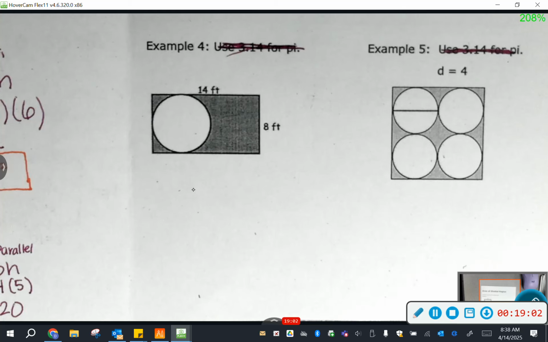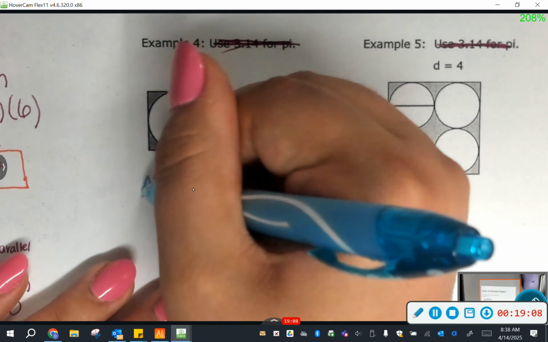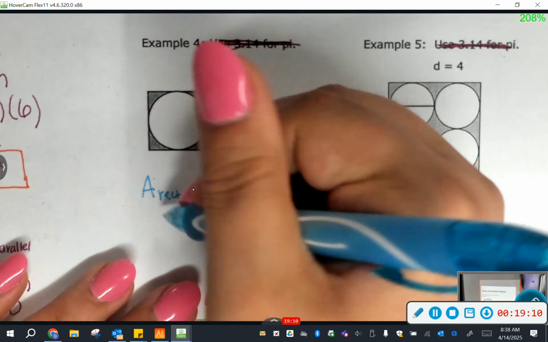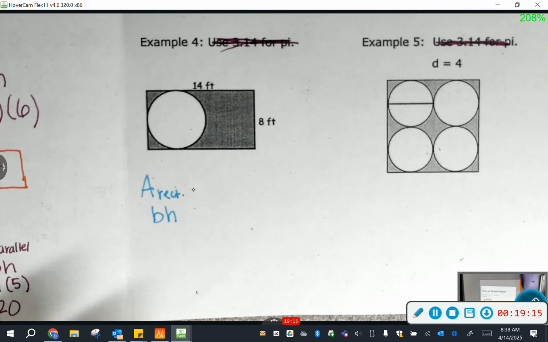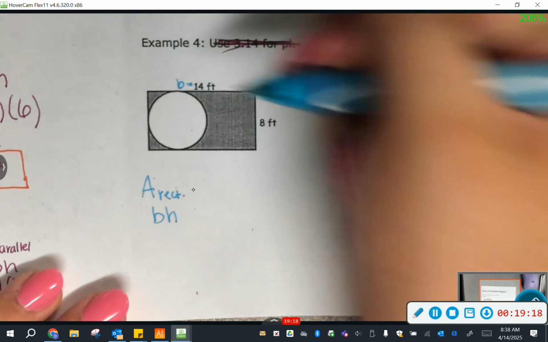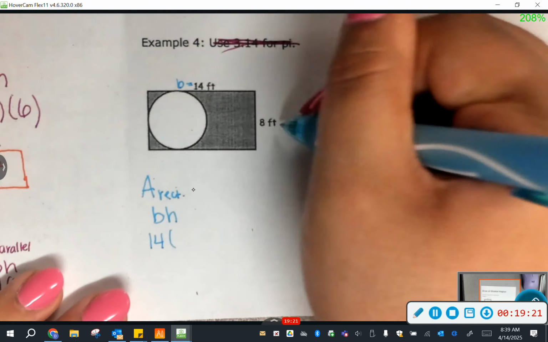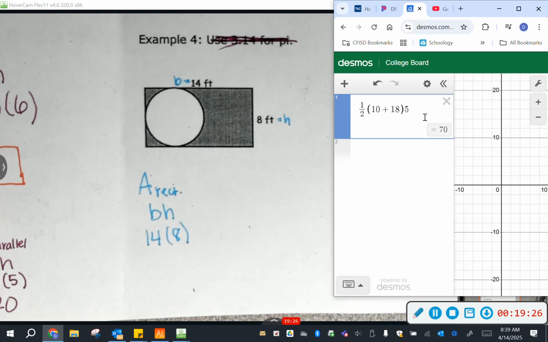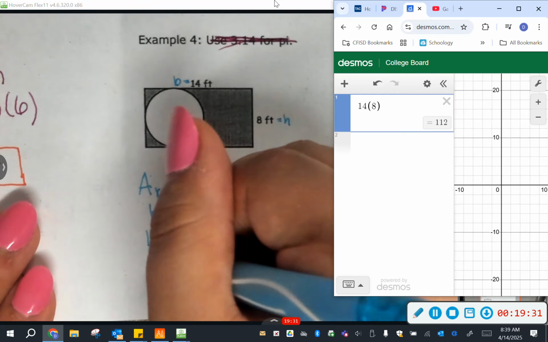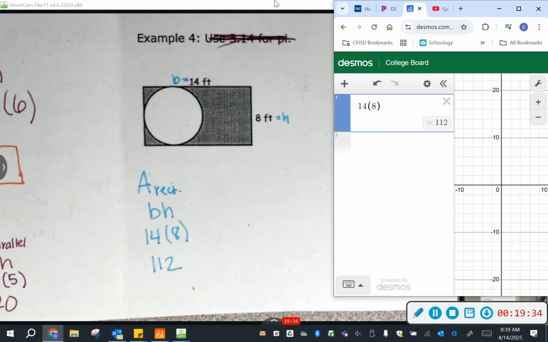I know. Strawberry. What is my bigger shape here? The rectangle. So I need to find the area of the rectangle first by doing BH. What is my base? 14. What is my height? 8. And 14 times 8 is 112. Am I going too fast? No. Okay.